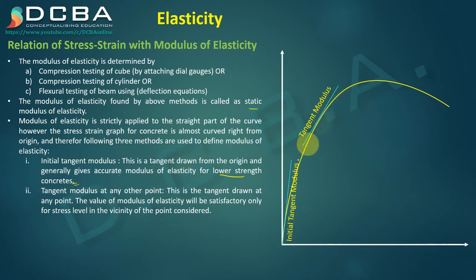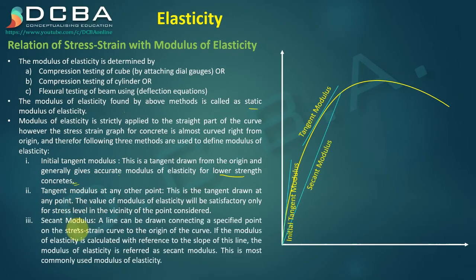So at any point on this curve, if we take a tangent to that point, the slope of that tangent would give you a modulus of elasticity. So this is the tangent drawn at any point. The value of modulus of elasticity will be satisfactory only for stress levels in the vicinity of the point considered. So only for stress levels near this point would that modulus of elasticity be correct, but it won't be true for the entire stress strain curve. So if you want to find modulus of elasticity elsewhere, again you'll have to take a tangent modulus.